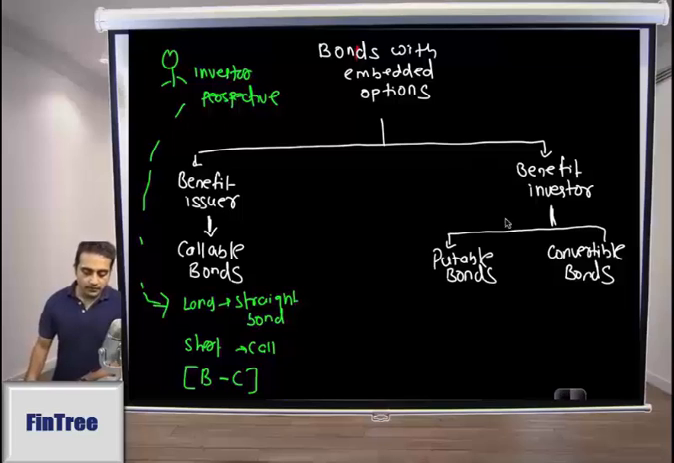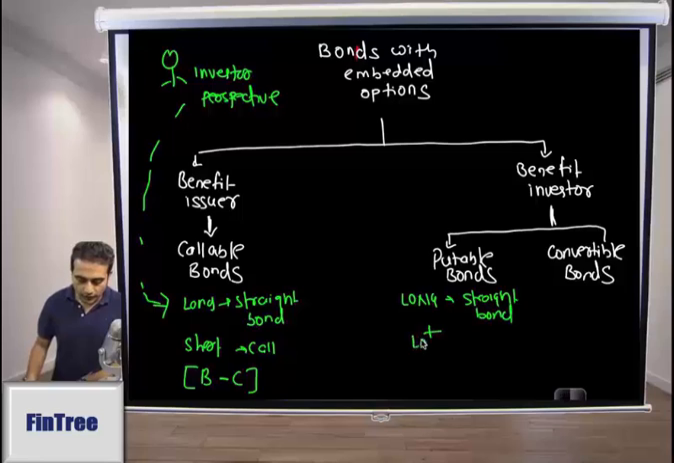Again, from the investor perspective, a putable bond is similar to a long position on a straight bond plus a long position on a put option, and therefore we would call them a bond plus a put option.